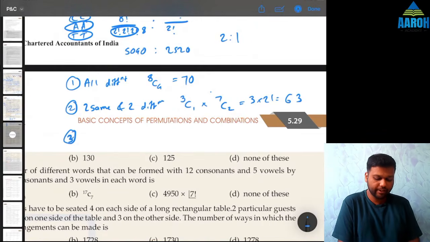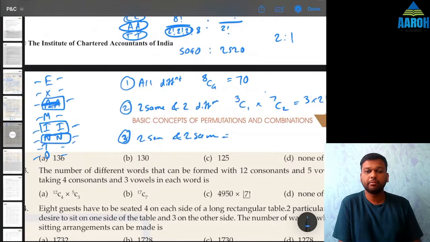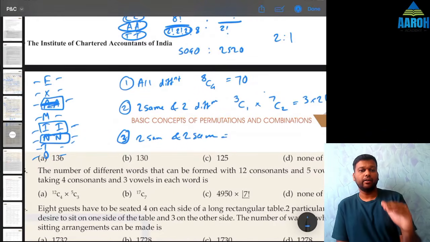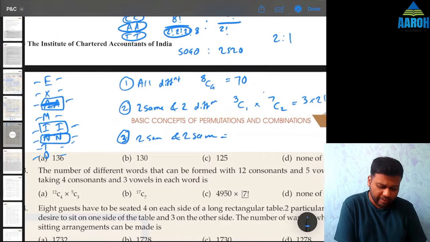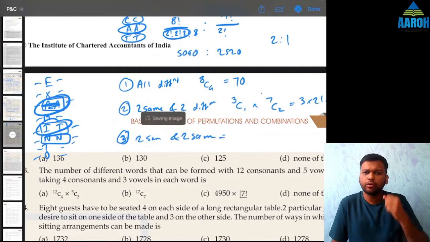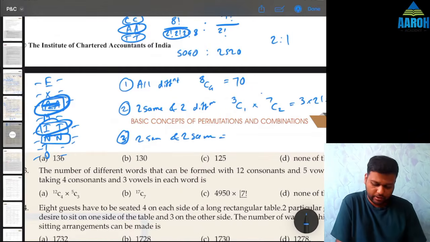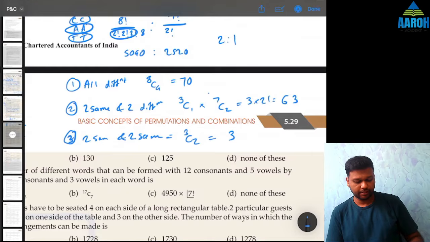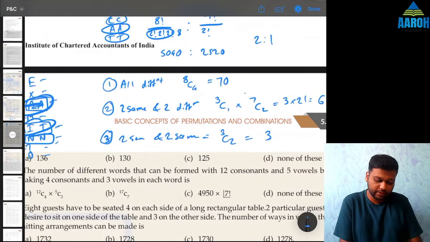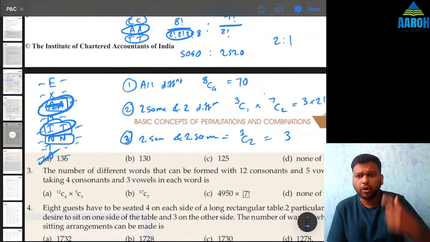Or there is one other way, which is we select two same letters and other two same letters. That is, maybe we select AAII or AANN or something like that, right? So there are three boxes of same letters out of which we have to select two boxes. So 3C2 will be the answer, which is 3. So if you add all of this, you will get your answer: 70 plus 63 plus 3, that is 136, option A. This was a complicated question.